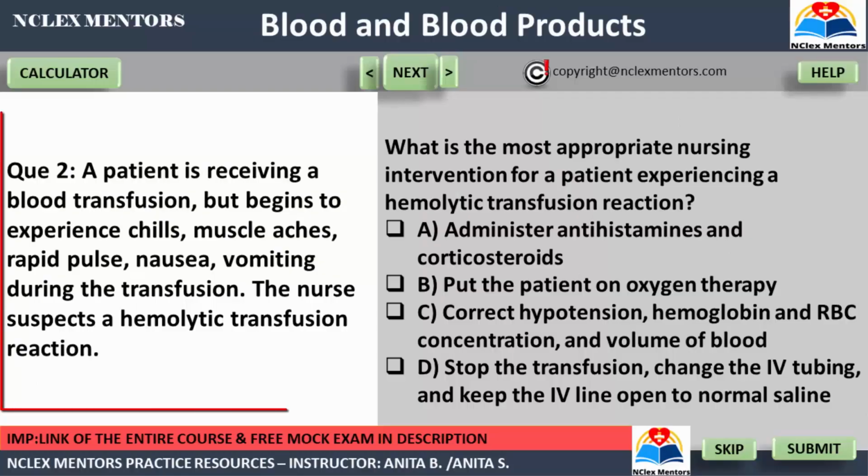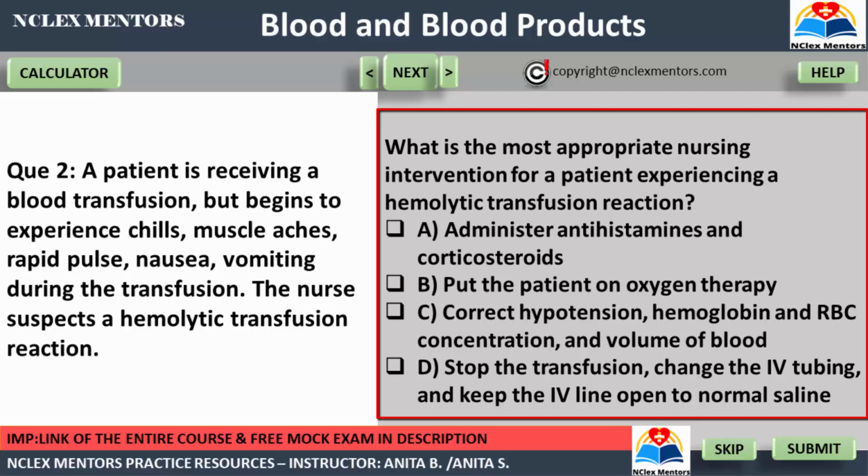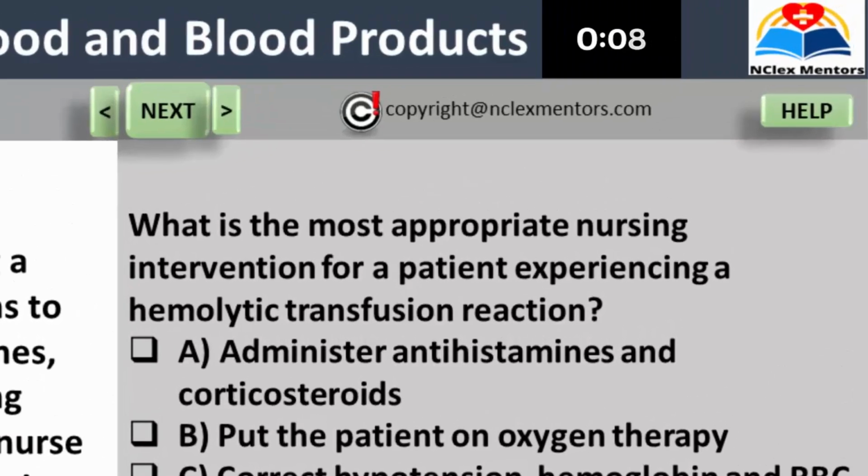On your screen, you'll see two main sections, the question on the left and the answer choices on the right. But here's where it gets interesting. I'll read each question out loud, and as I do, you'll see a red highlighter moving along, keeping you focused on exactly what matters. Once I finish reading the question, you'll have some time to think through your answer.